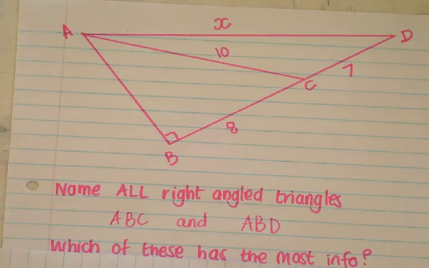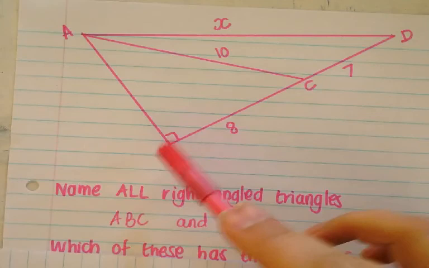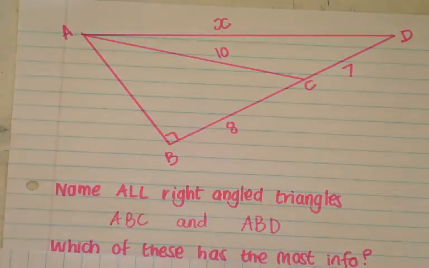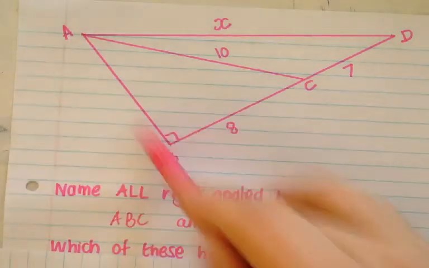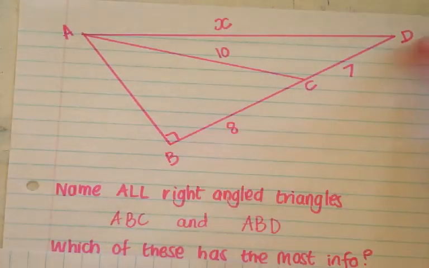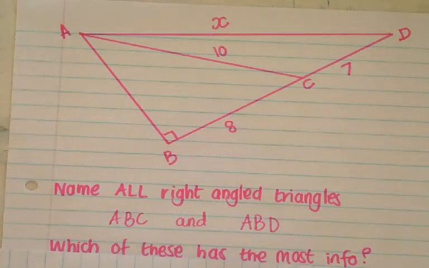Alita? ABC. Look, one missing side, two sides given. Let's look at the big one. Missing, missing, given. So ABC has more information. So which one are we going to work out first? ABC. So work out ABC for me, please, using Pythagoras.